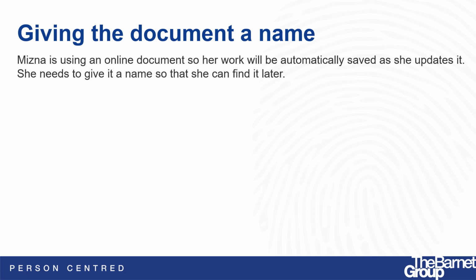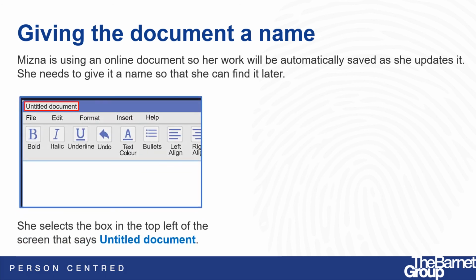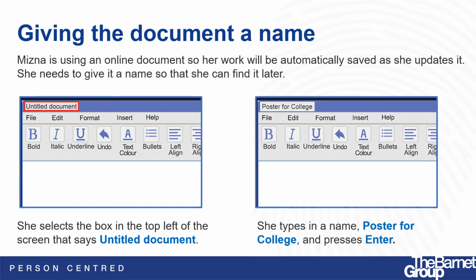Giving the document a name. Mizna is using an online document, so her work will be automatically saved as she updates it. She needs to give it a name so that she can find it later. She selects the box in the top left of the screen that says Untitled Document. She types in a name, Poster for College, and presses Enter.